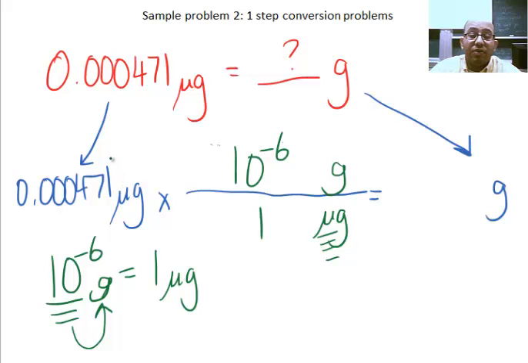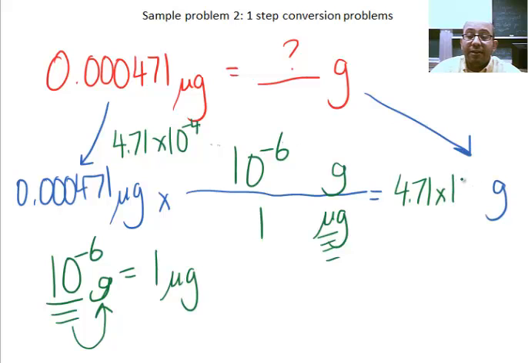So what's 0.000471 as scientific notation? It is 4.71 times 10 to the negative 4. Now I'm going to move this 6 times more to the left. So that's 4.71, and all I have to do is add the exponents. So that's negative 10. And I circle it, and there's my answer.